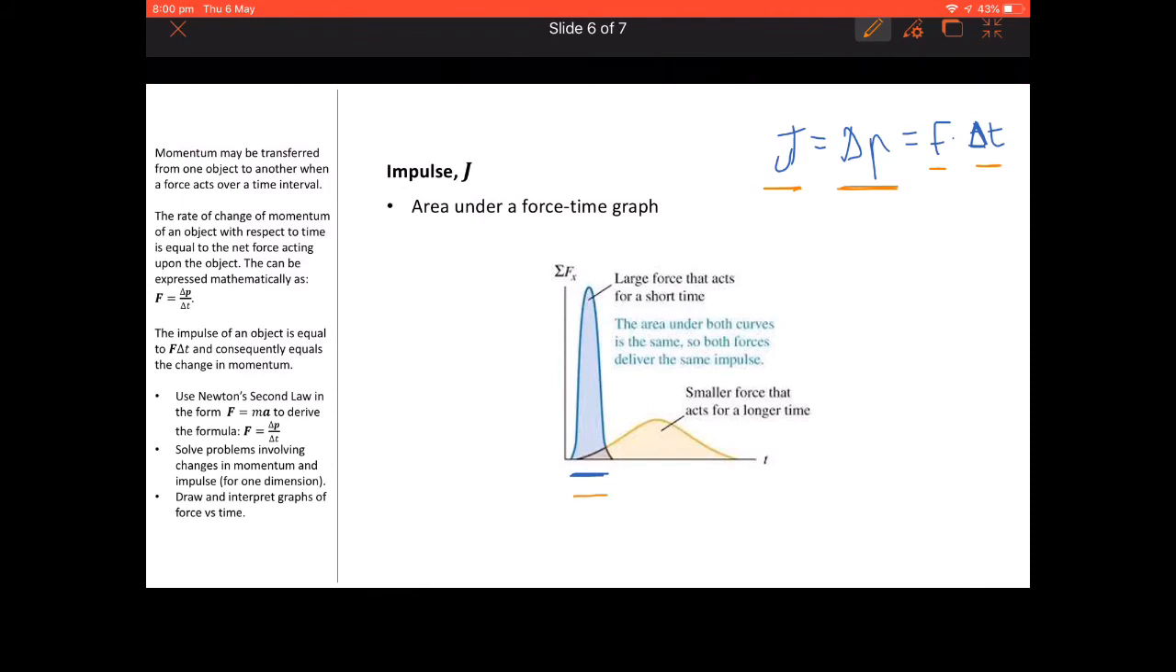Here, this shallower graph is still representing the same change in momentum and therefore the same impulse, because the area underneath both graphs is the same. But the peak force that acts is only up to here, as compared with up here for the blue graph. So the change in momentum is still the same, but the peak force that occurs is much lower.